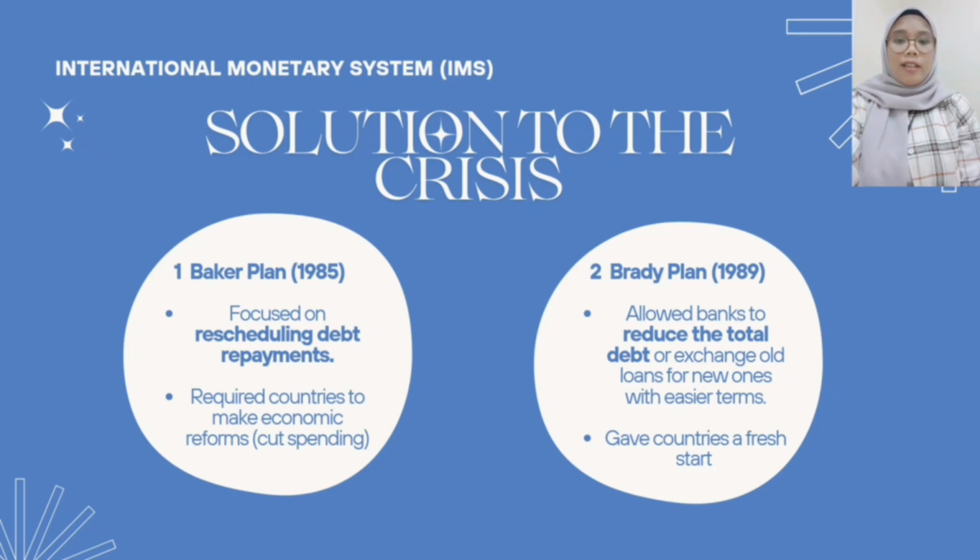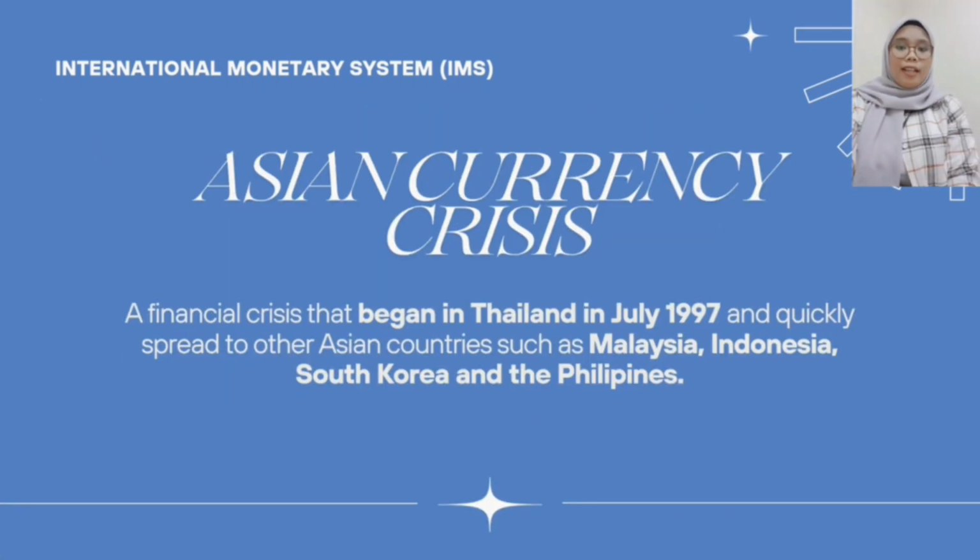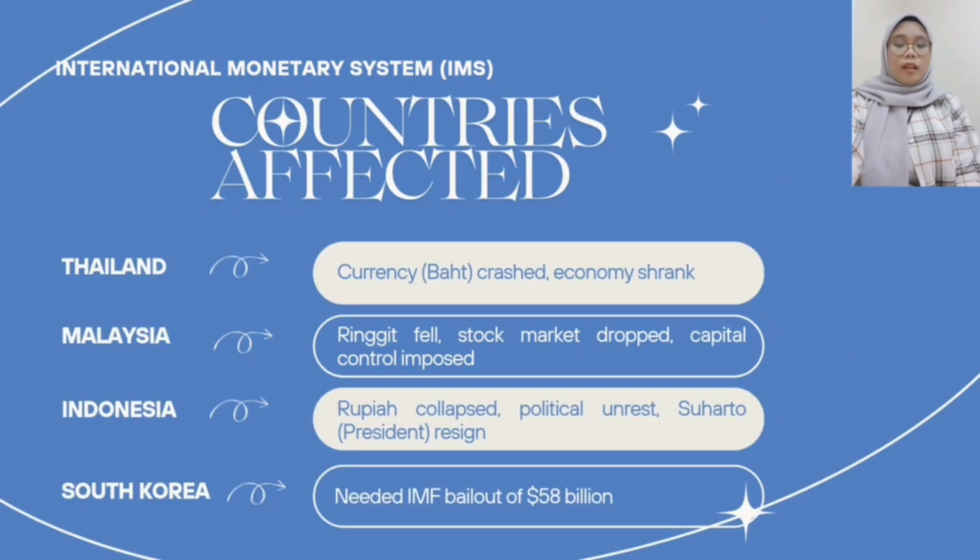Asian currency crisis, a financial crisis that began in Thailand in July 1997 and quickly spread to other Asian countries such as Malaysia, Indonesia, South Korea, and the Philippines. Countries affected.